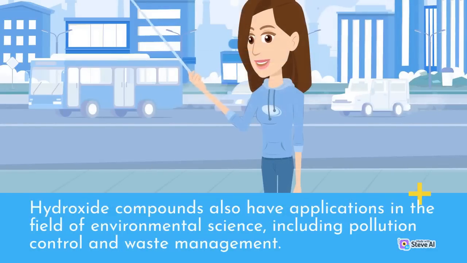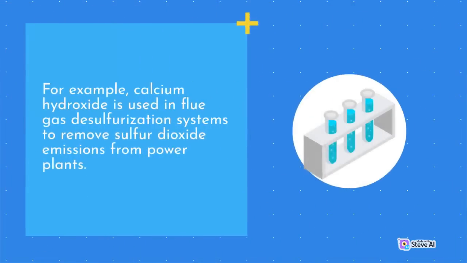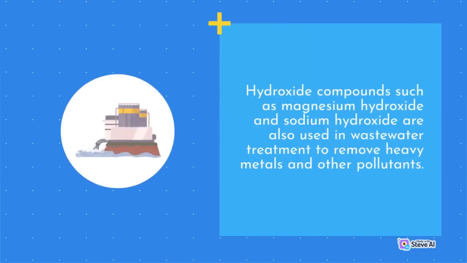Hydroxide compounds also have applications in the field of environmental science, including pollution control and waste management. For example, calcium hydroxide is used in flue gas desulfurization systems to remove sulfur dioxide emissions from power plants. Hydroxide compounds such as magnesium hydroxide and sodium hydroxide are also used in wastewater treatment to remove heavy metals and other pollutants.